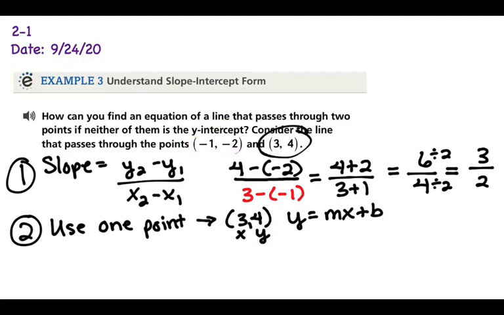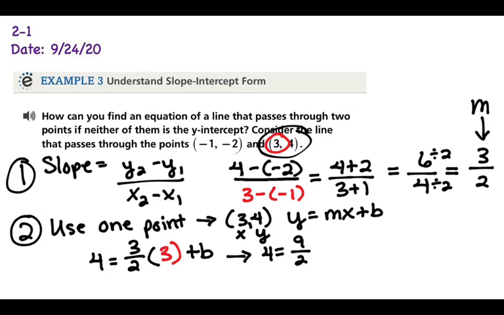So I'm going to take the y value. Instead of writing y, I'm writing 4. So 4 equals. Instead of writing m, I'm going to write 3/2 because we already found what m is. And then instead of writing x, I'm going to write the x value of that point, which is 3. And then we don't know what b is. And the whole point of doing step 2 is to find what b is so that we can find our final answer. So I'm going to multiply 3 times 3 and divide it by 2, and I get 9 over 2.